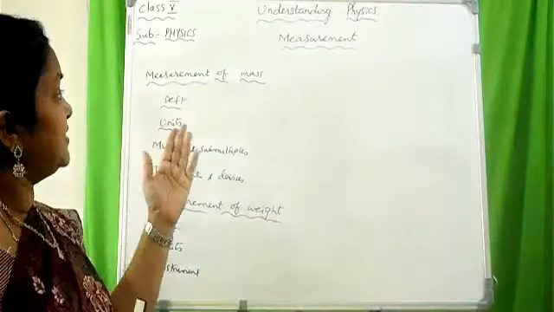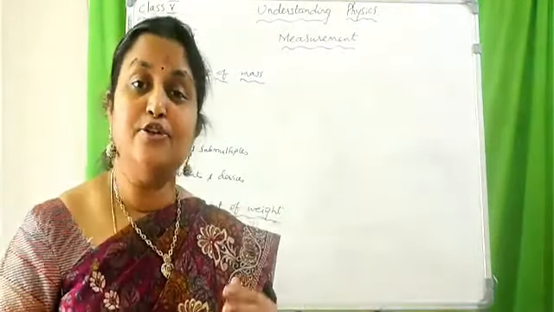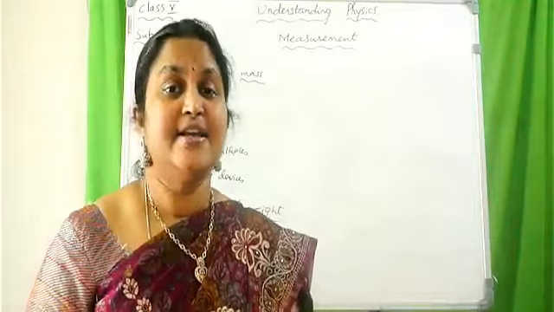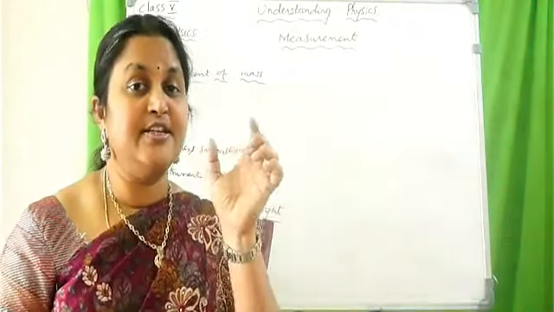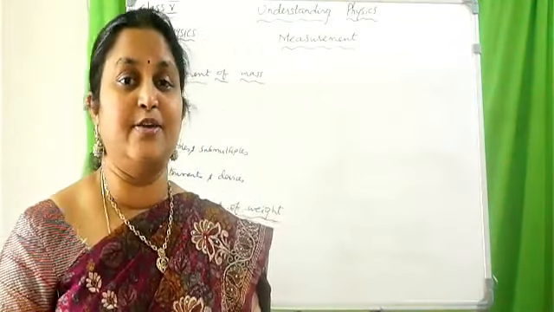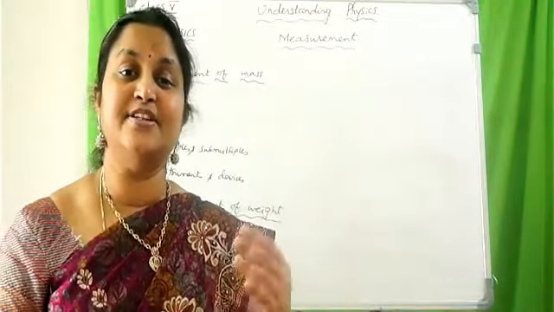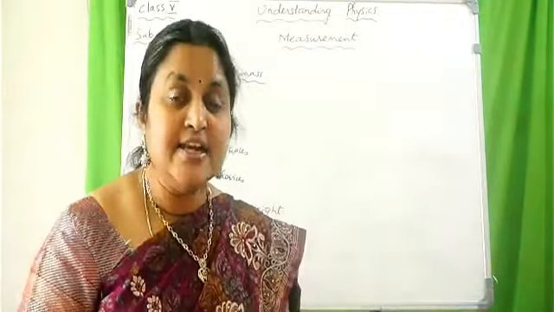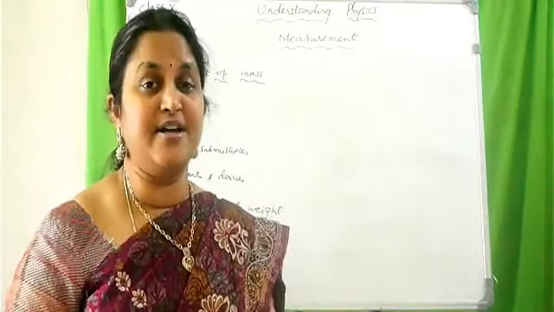And what is the SI unit of mass? The SI unit of mass is kg. This also we learned in our previous classes. When we discuss fundamental physical quantities, mass is one of the fundamental physical quantities. And when we discuss the SI unit of mass, in our international system, the SI unit of mass is kilogram.